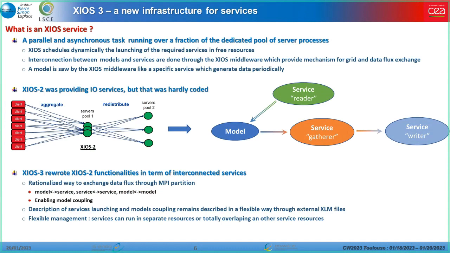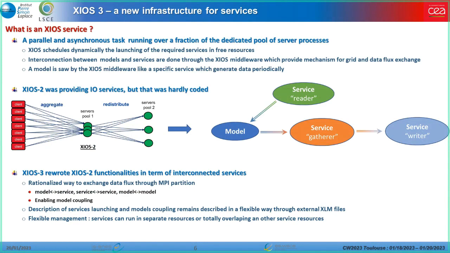So in fact, in the past, XIOS2 was also providing I/O services, but it was very hard-coded. That means, for example, for the two-level server, all the clients of a coupled model would aggregate data with the same pool of server level 1 that redistributes data on the same pool of server level 2. So we totally changed this approach, with much more flexibility.